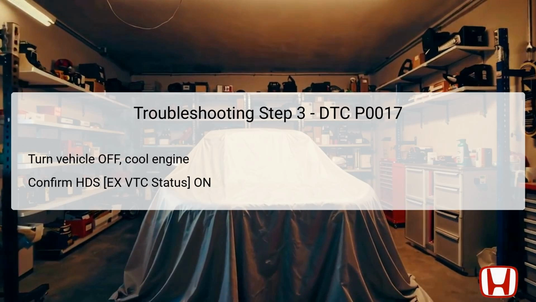You will want to let the vehicle idle until the EXVTC status shows as on, indicating that the VTC system has engaged correctly. This monitoring is crucial because it confirms whether the system can successfully communicate and operate without triggering the error condition. If DTC P0017 remains present in the OBD status during this step, it confirms that there's an ongoing problem with the camshaft and crankshaft synchronization.